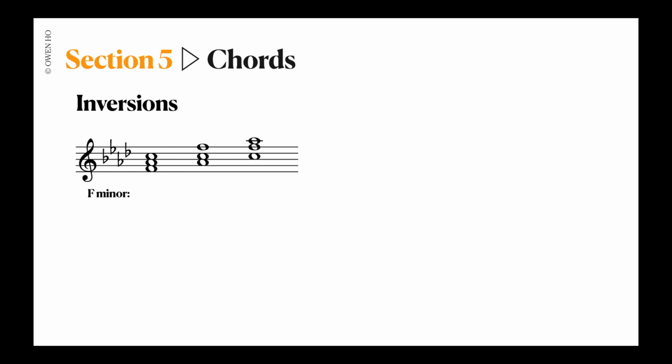All these three chords are chord 1 in F minor because they all have the notes F, A flat, and C. However, some of their notes are in different positions, and that's where the concept of inversion comes in. The first chord that we see here is called a root position, and this is typically the chord that we see when we speak of F minor 1 chord, and we call that a 1A.